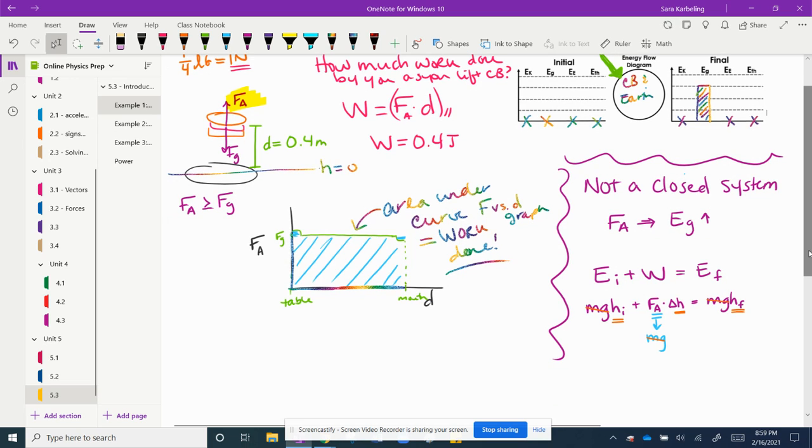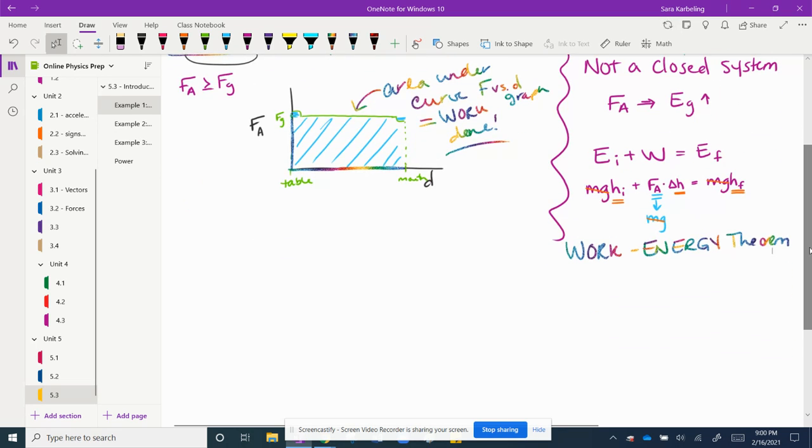We can say, here it is, this new concept called the work energy theorem. I'm going to move this down and give myself some more space. Here's the game. In an open system, a non-closed system, the work done is equal to the change in energy of the system.